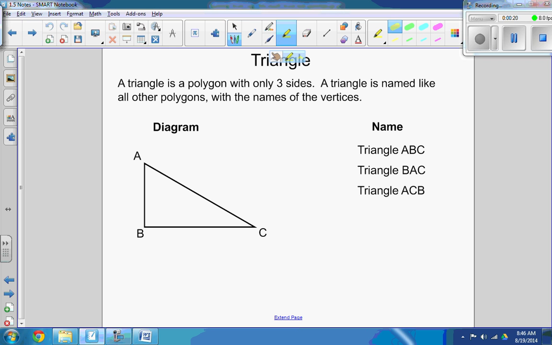So this diagram here, we've got this triangle ABC, and you notice we can name it in 3 different ways. Triangle ABC, triangle BAC, or triangle ACB. You only got 3 vertices, and you can name it in any order you want.